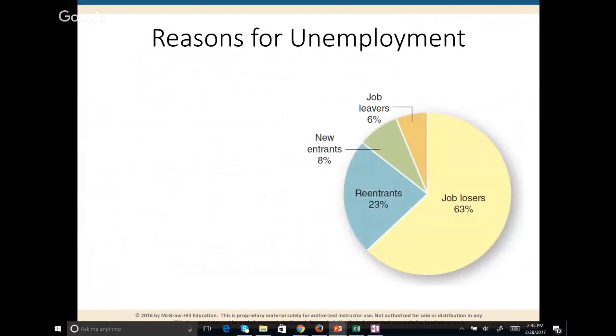All right, so these are the reasons for unemployment. Job losers account for 63% of unemployment. These are the ones who actually lost the job involuntarily. So the economy slows down, a company closes down, then they lose their job. We call them unemployed.